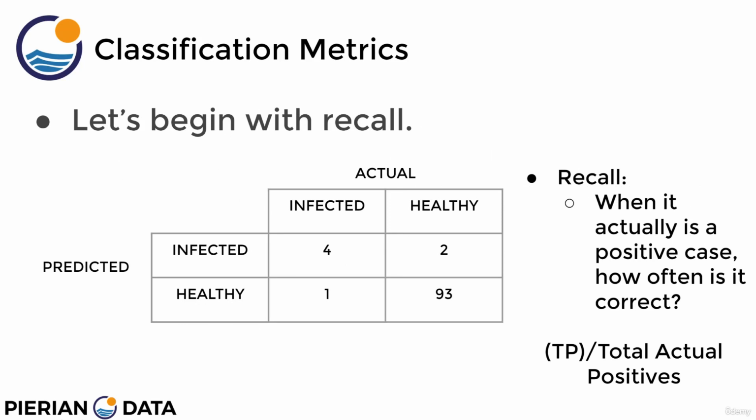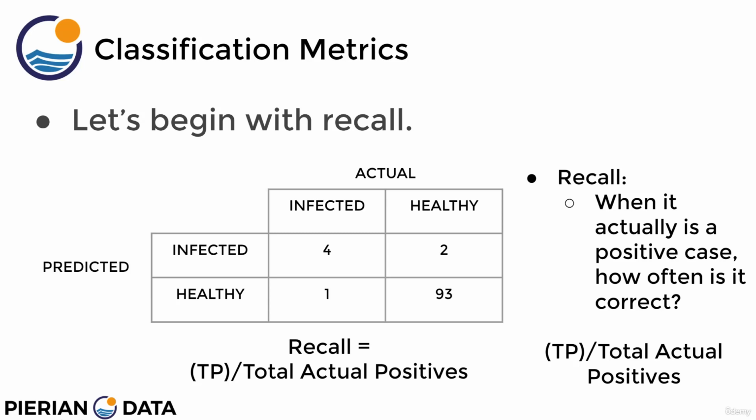Let's begin with recall. Recall answers the question, when it actually is a positive case, how often is it correct? That is to say, when a person actually is infected, how often is the model able to correctly identify that this person is infected? And this is calculated by taking the number of true positives and dividing it by the total number of actual positives.